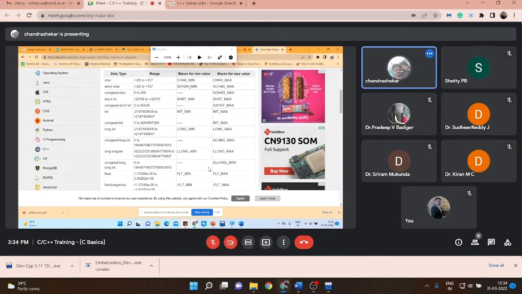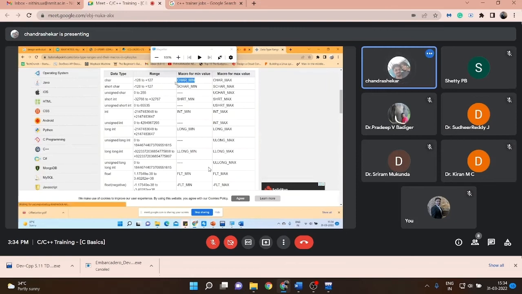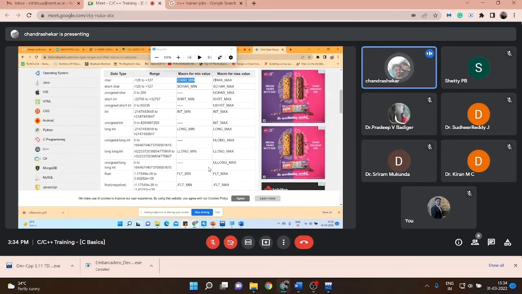So these are the ranges. What they are telling is this is a macro, which tells the minimum value of the char and the maximum value of the char. This is a predefined macro within the C language. It's already there and has these values. For example, character minimum is minus 128. Character max is a macro with plus 127.